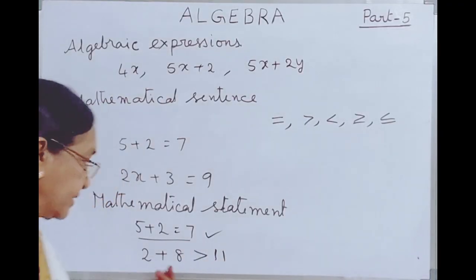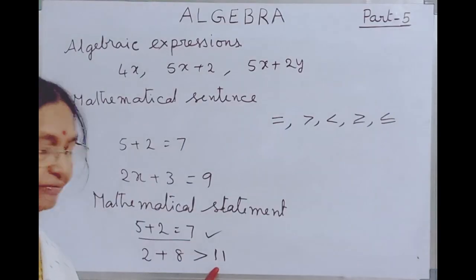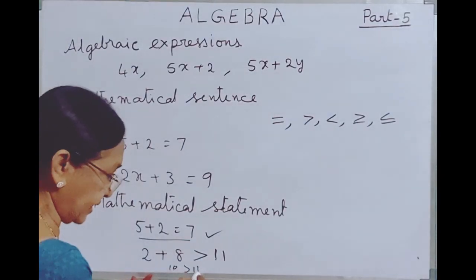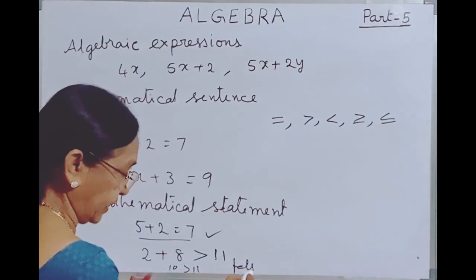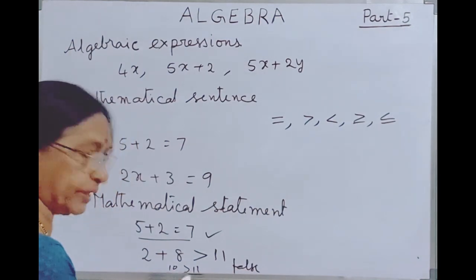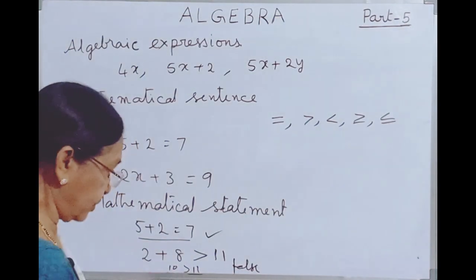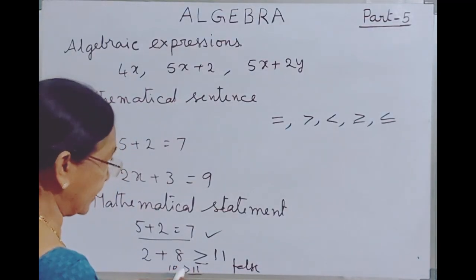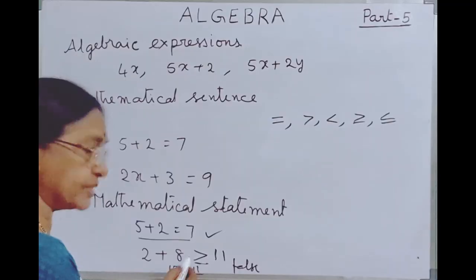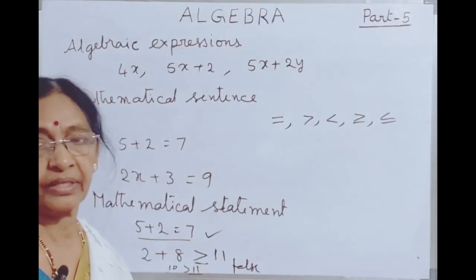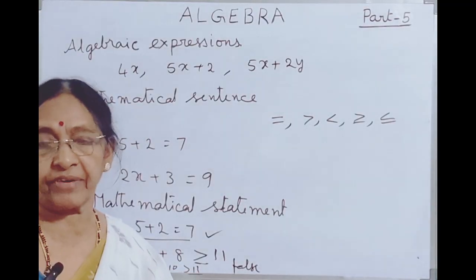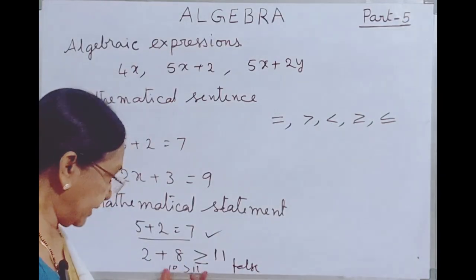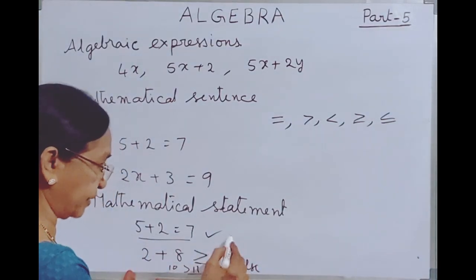Suppose there is a sentence like 2 plus 8 is greater than 11. 2 plus 8 is 10. 10 is greater than 11. It is a false statement. Therefore, it is called a statement but a false statement. So, this is connected by a greater than symbol. Therefore, it is a sentence and it can be verified. Therefore, a sentence which can be verified whether it is true or false is called a statement. This statement is false and this statement is true.